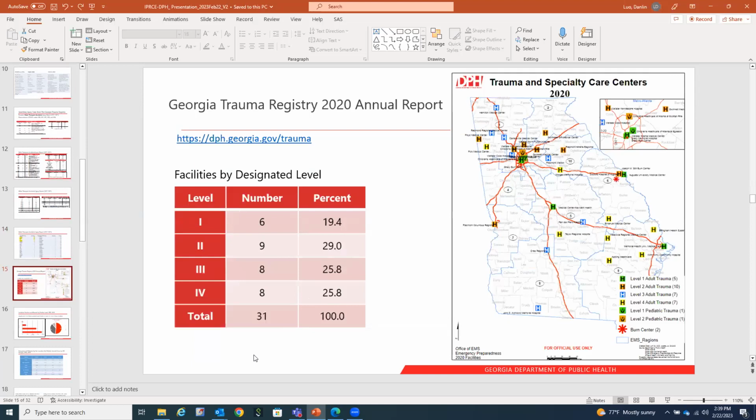Then I'm talking about the Georgia Trauma Registry 2020 annual report. This report is very long. It's more than 70 pages. I cannot talk about all of it. If you are interested, you can look at it on our website. And today, I only talk about a part of it.